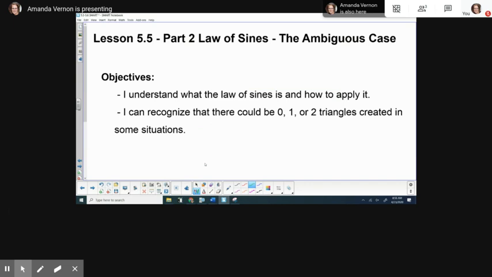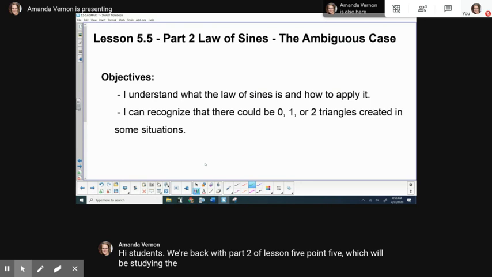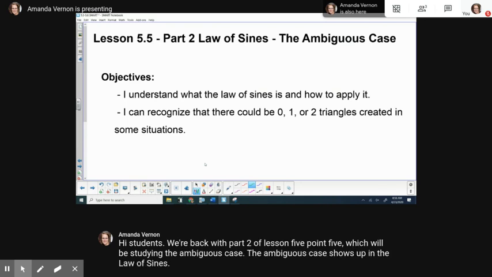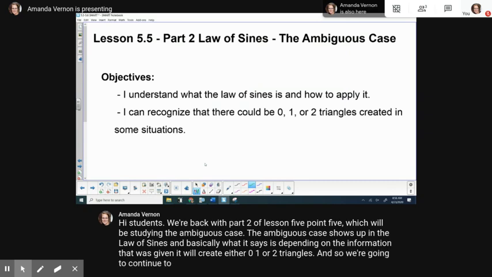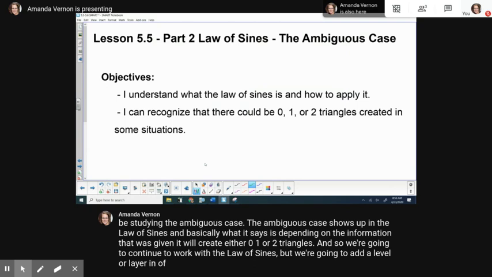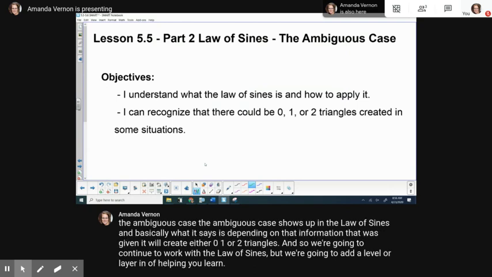Hi students, we're back with part 2 of lesson 5.5, where we'll be studying the ambiguous case. The ambiguous case shows up in the law of sines, and basically what it says is that depending on the information that was given, it will create either 0, 1, or 2 triangles. We're going to continue to work with the law of sines, but we're going to add a layer of helping you learn how to know how many triangles are created.